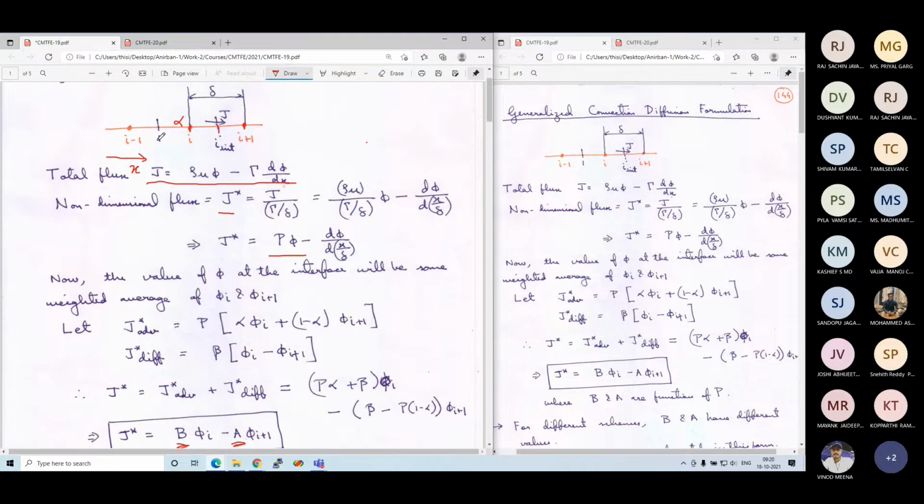What will be the value? At this interface the flux is V into phi i minus 1, because this is the preceding point. So B is always from the direction of the coordinate axis, the left direction along the coordinate axis. If the coordinate axis was in this direction, B would be on the other side. So B into phi i minus 1 minus A into phi i. This will be the value here.